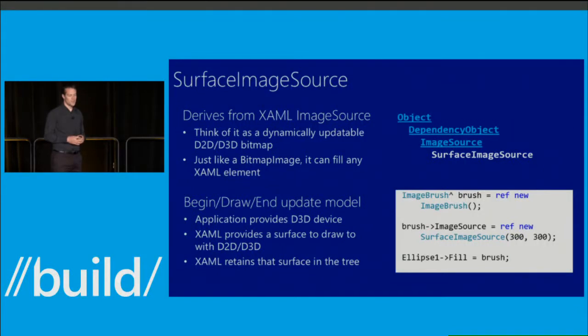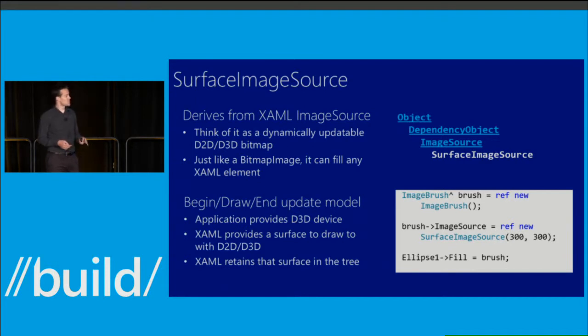So surface image source, as I said, derives from the XAML image source type. Think of it as a dynamically updatable D2D or D3D bitmap. So just like bitmap image, but you can fill it with DirectX content, and then you can use that surface to fill any XAML element. So pretty simple example right there. You have an image brush, you set the image source to surface image source, and then you can use that image brush to fill just a regular XAML primitive.